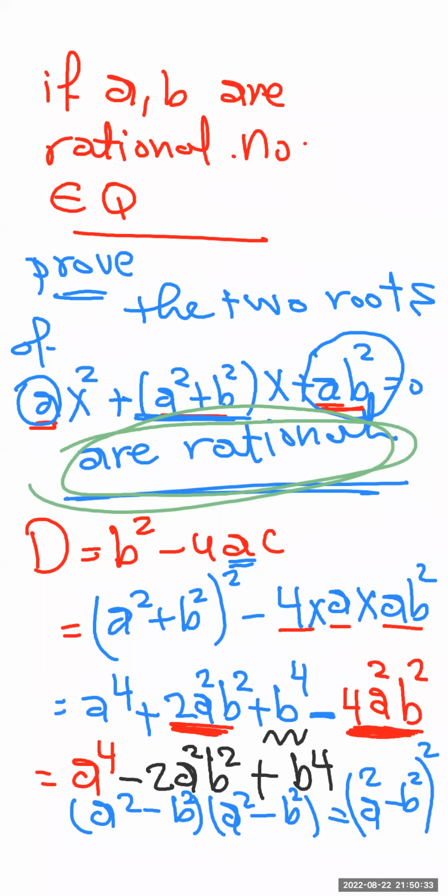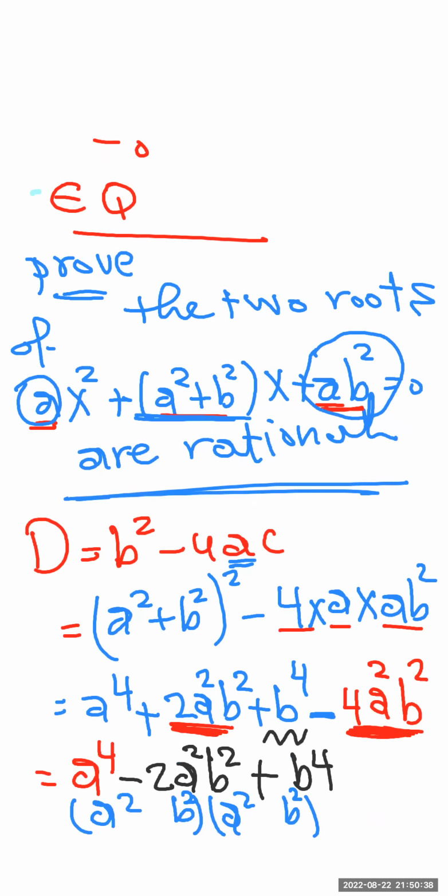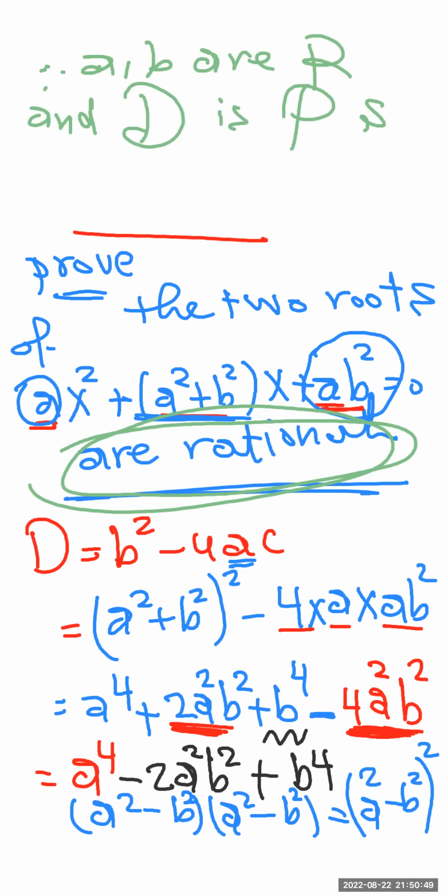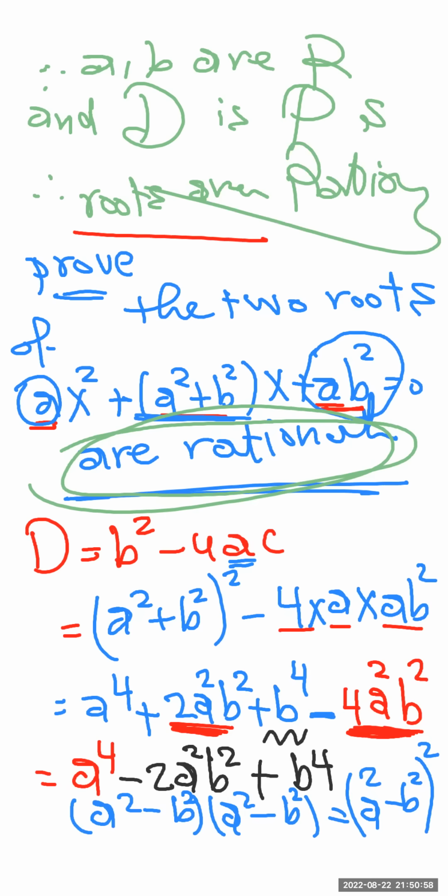So now, the remaining step is to write down: since A and B are rational and the discriminant is a perfect square, therefore roots are rational. That's it. Is it clear, guys? Any questions? Mister, how did we know that A and B are rational? It's given in the question that A and B are rational numbers, right?